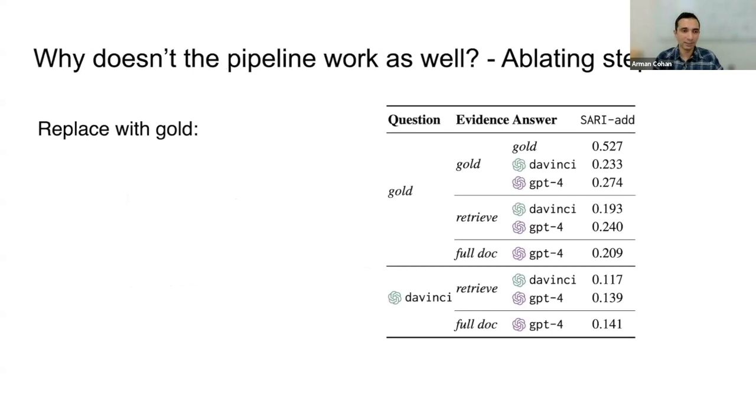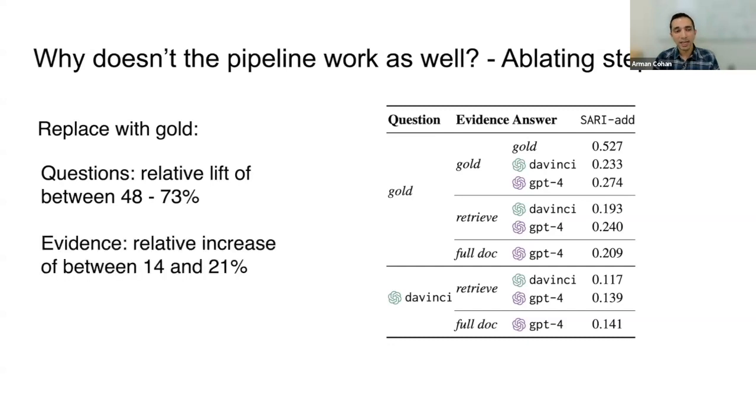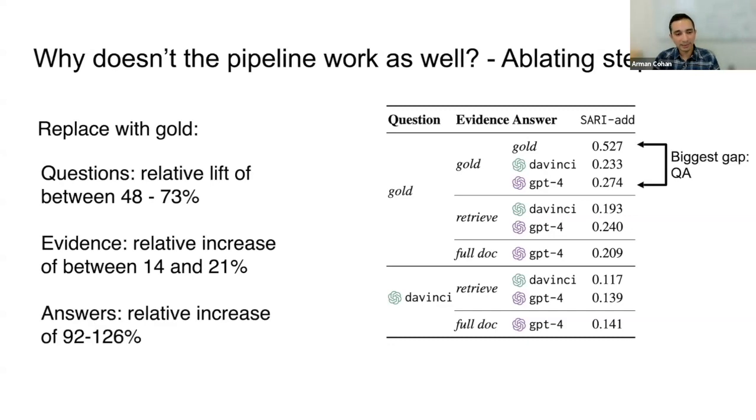So we did this study where we replaced the generations with gold human-written generations. And we found that if you replace the questions with gold questions, you get a relatively big lift of between 48 to 73%. If you replace the evidence, you would still see some improvement, but not as much. And if you write the gold answers using human annotations, you get the highest lift.